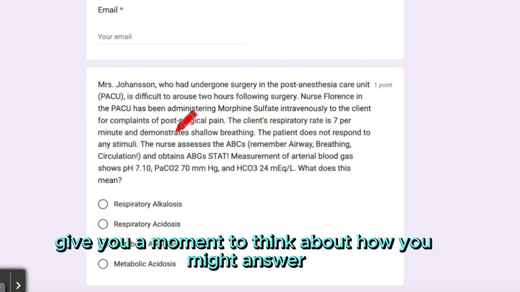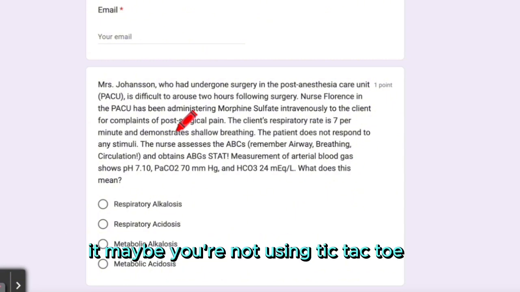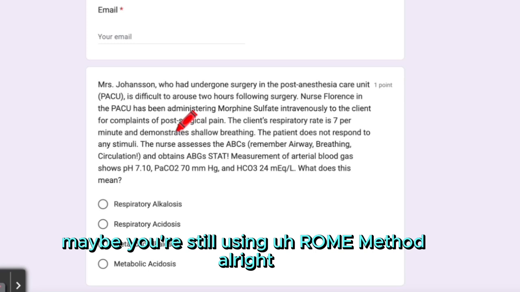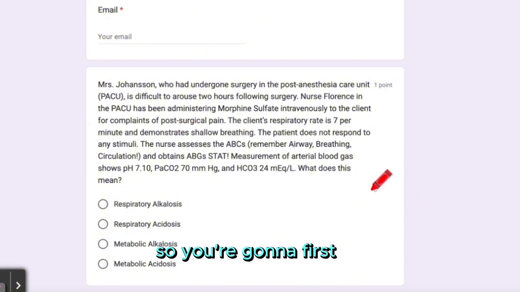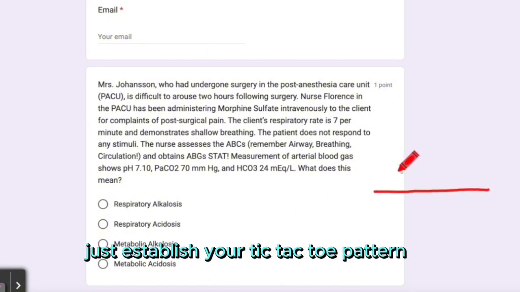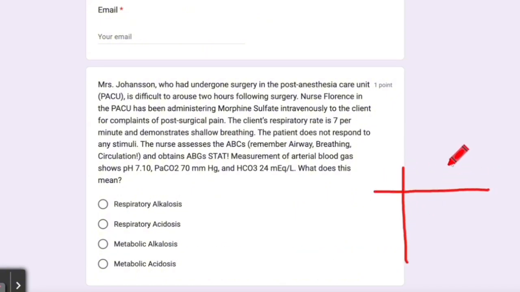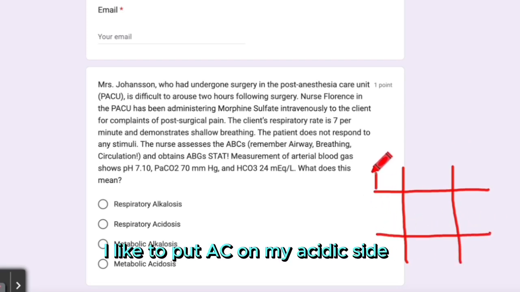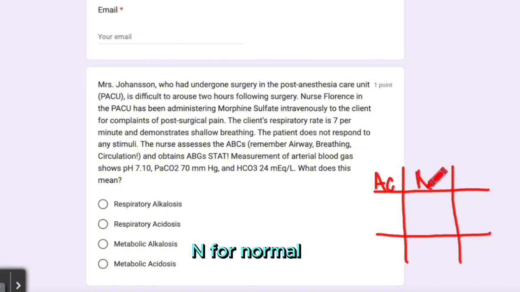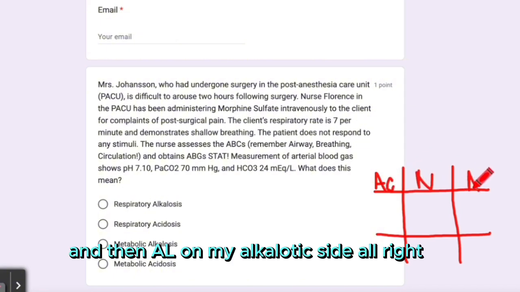All right, I want to give you a moment to think about how you might answer it. Maybe you're not using tic-tac-toe. Maybe you're still using the ROME method. All right, well, let's go for tic-tac-toe. First, you're going to just establish your tic-tac-toe pattern. As I mentioned before, I like to put AC on my acidotic side, N for normal, and then AL on my alkalotic side.